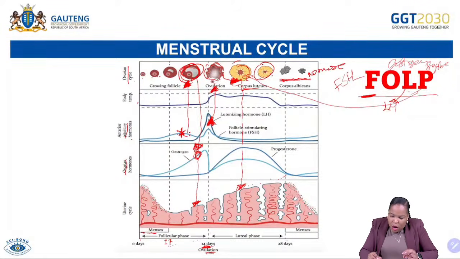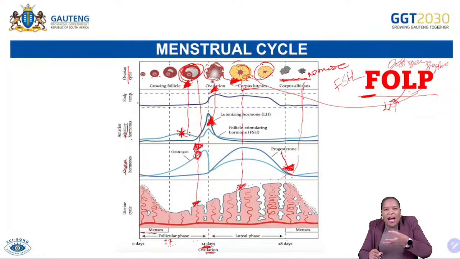no more. What is going to happen to what it was secreting? The level of progesterone is going to go down. You see, the level of progesterone now is going down. Why is it going down? Because it is no longer being secreted by the corpus luteum, because the corpus luteum has now degenerated. And we can say this person is not pregnant because progesterone is not there to maintain pregnancy.